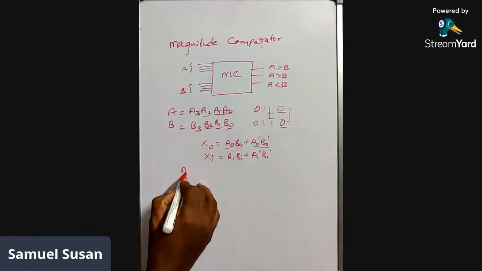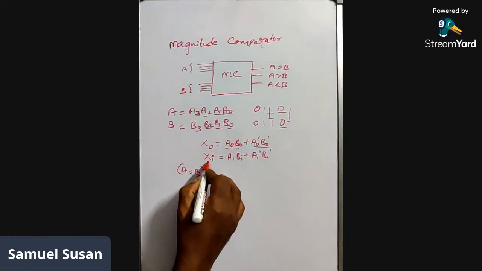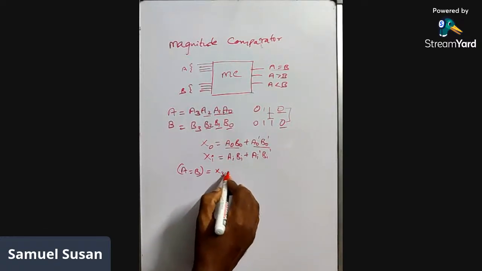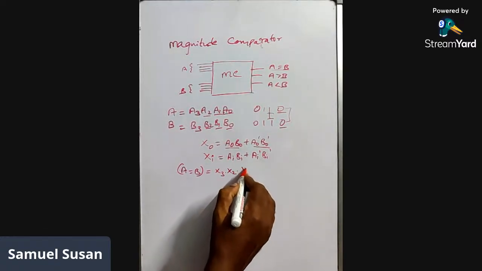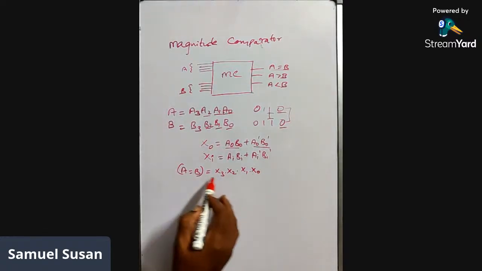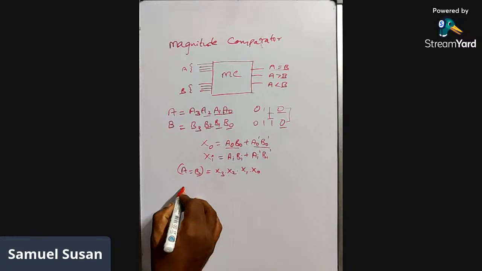Then the equation for A equal to B can be given as: all the x's will be equal to 1. So x3 should be 1 and x2 should be 1 and x1 should be 1 and x0 should be 1. So when all these are equal to 1, then A is equal to B. That's the equation for A equal to B. You can find the circuit in the textbook. I will share that.